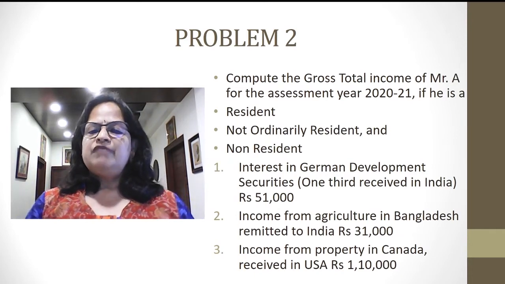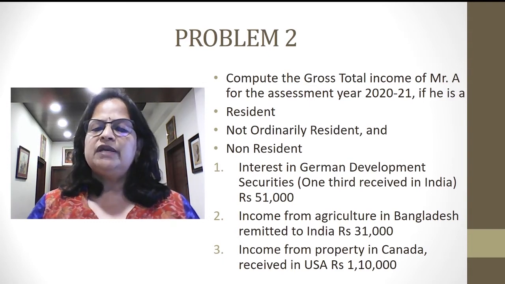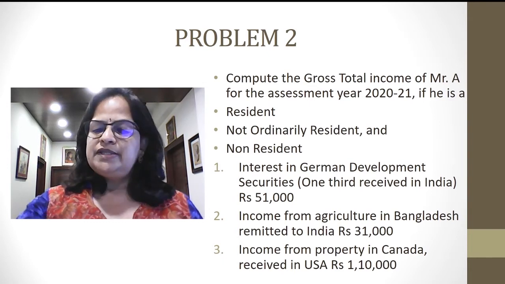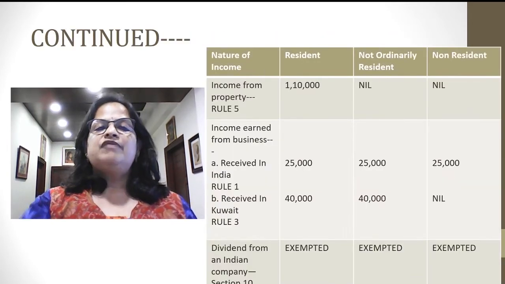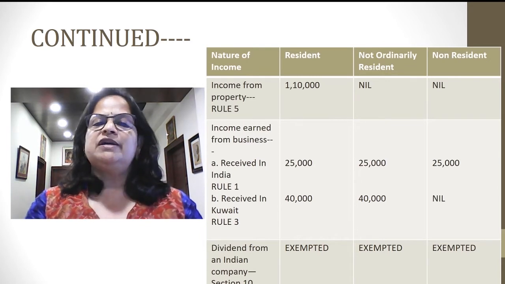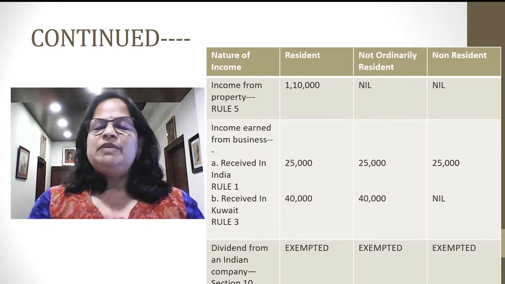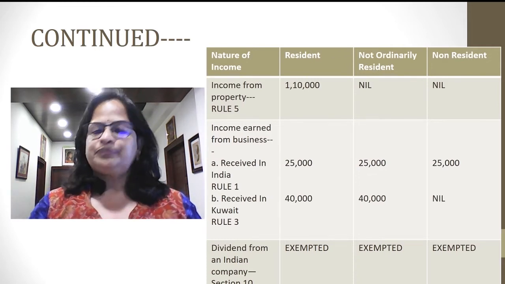Third point, income from property in Canada received in USA, 1,10,000. So you see the computation. Income from property in Canada. It's not business income or professional income. It's rule number 5. It will be taxable only for the resident. Other 2 cases it will not be taxable.